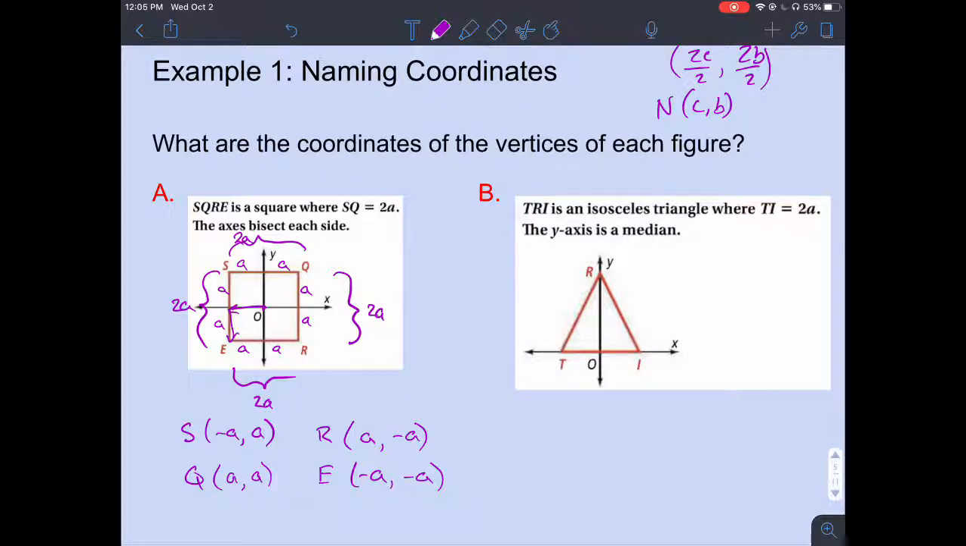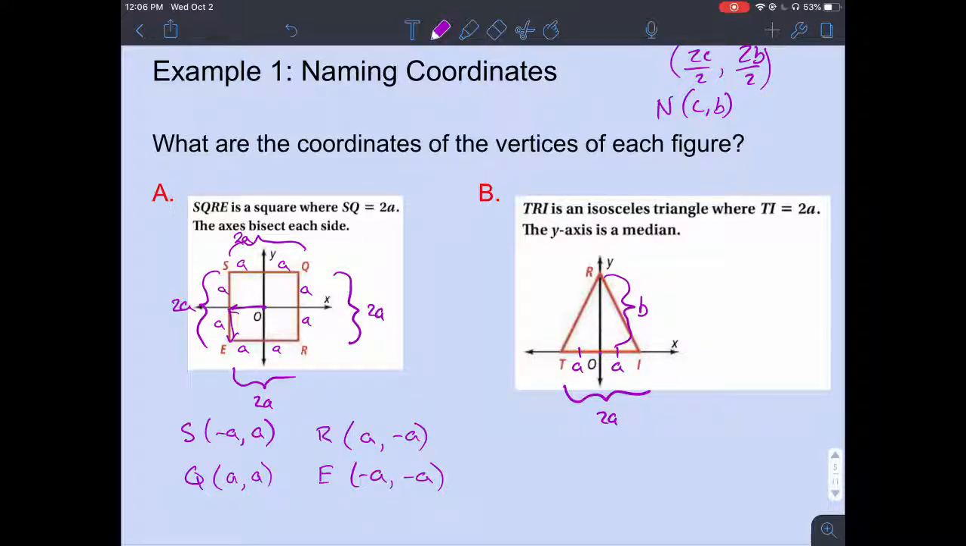So if TI is 2A, and the y-axis is a median. Median means it's going to go from the vertex to the midpoint of the opposite side, which means that this segment will be the same as this segment. So let's look here and see what our distances would be. So if this is 2A and it cuts in half, that means this is a distance of A, this is a distance of A. Now for this distance right here, for point R, you can come up with any coordinate you want to choose, any letter. So we can say that this has a distance of, since it's the next letter in the alphabet, we'll call it B. This has a distance of B.